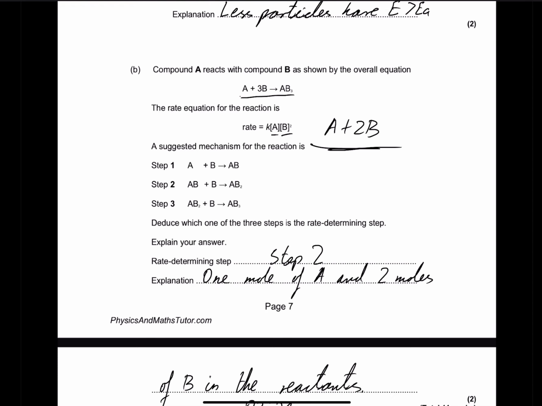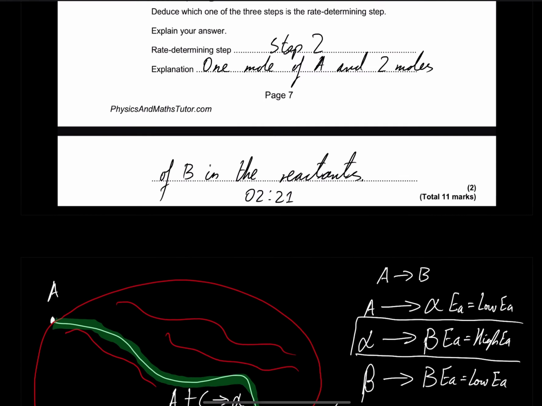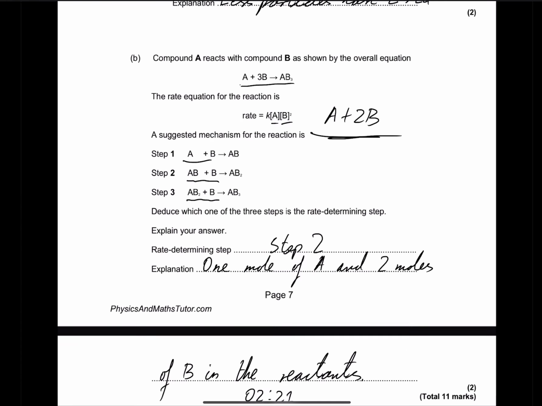1 mole of A and 2 moles of B in the reactants. Here is 1 mole of A, 1 mole of B. No. 1 mole of A but 3 moles of B. So no. This has 1 mole of A and 2 moles of B, so that's definitely part of our rate determining step, and that's the explanation why. Because there's 1 mole of A and 2 moles of B in the reactants.